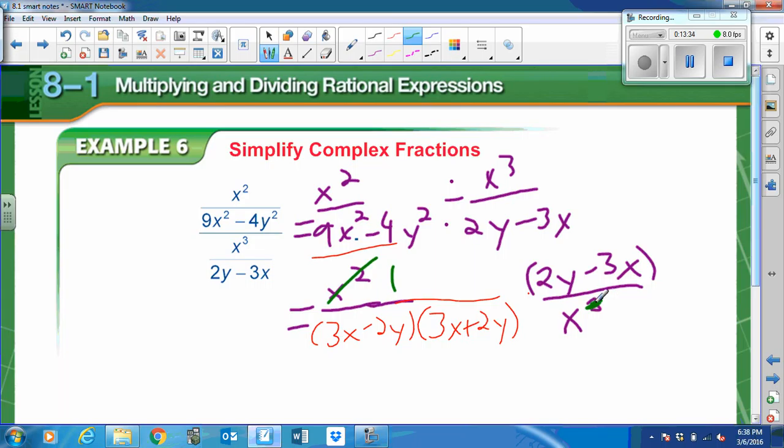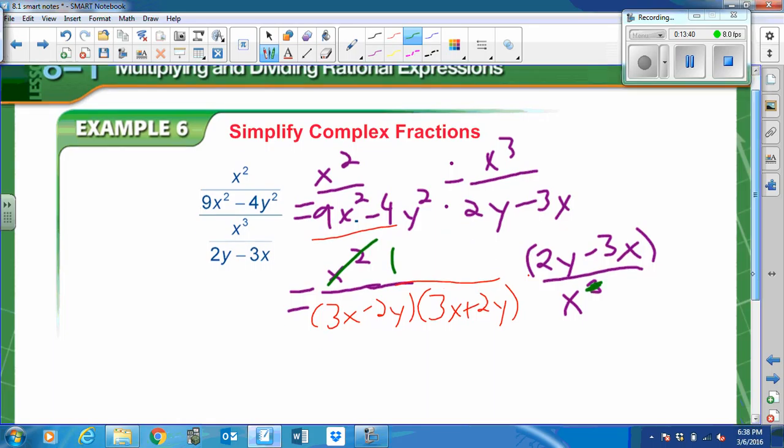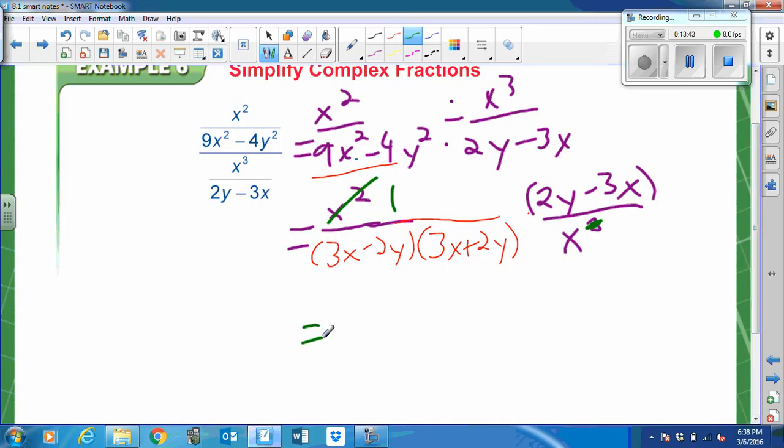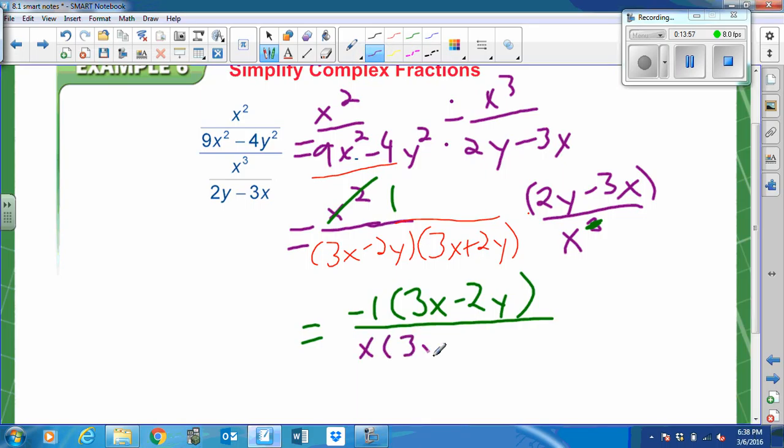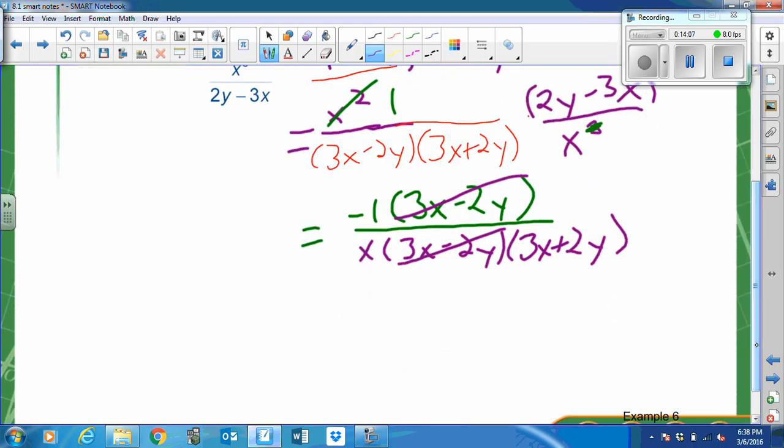Now we have, again, this case where we have factors that look remarkably similar but not quite. So if I pull out a -1 from my numerator, it becomes -1 times 3x minus 2y. And we're left with those red factors still and that purple x. So I'll put that purple x up front. And we have 3x minus 2y times 3x plus 2y. And we can cancel those. And so our final answer is going to be -1 over x times 3x plus 2y.